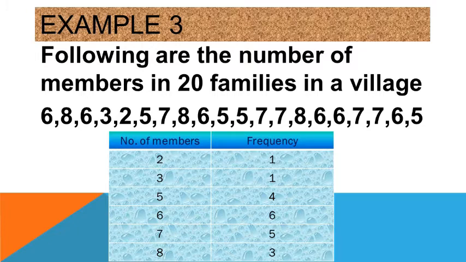Now, number 7. Number 7 is written 5 times in the data. So, its frequency is 5. And finally, the highest number 8 has been written 3 times. So, its frequency is 3. Like this, as many times the number has been repeated in the data, that will be the frequency of the observation. Okay?